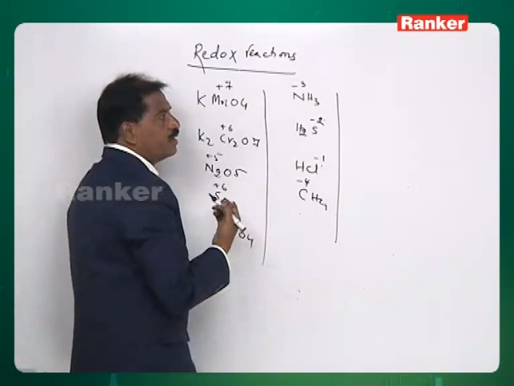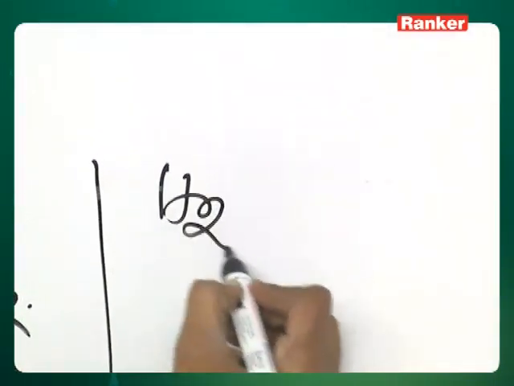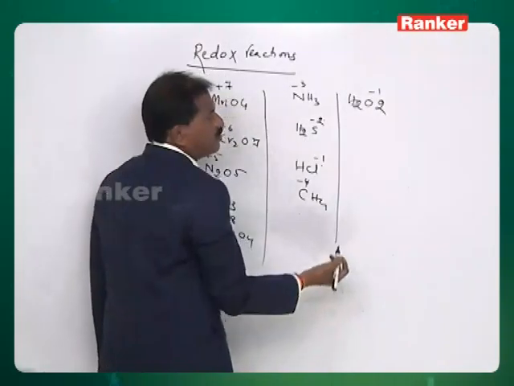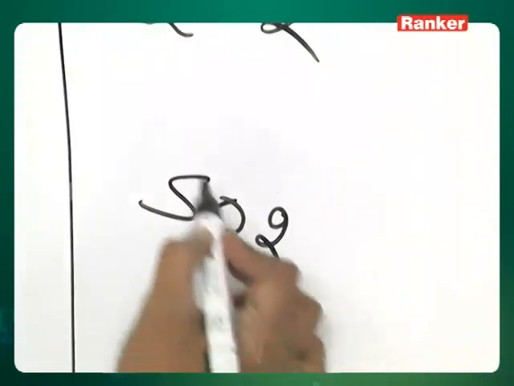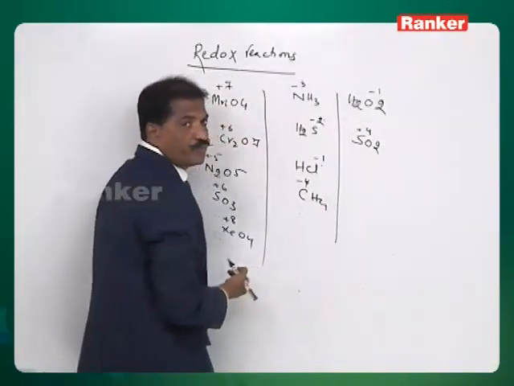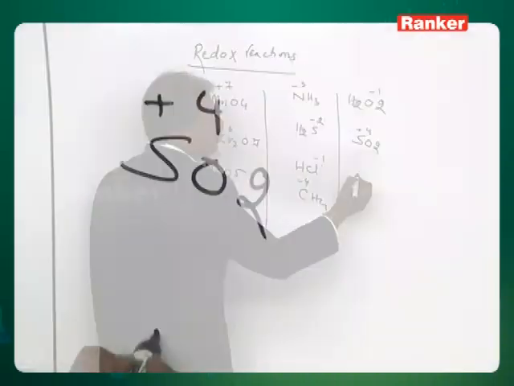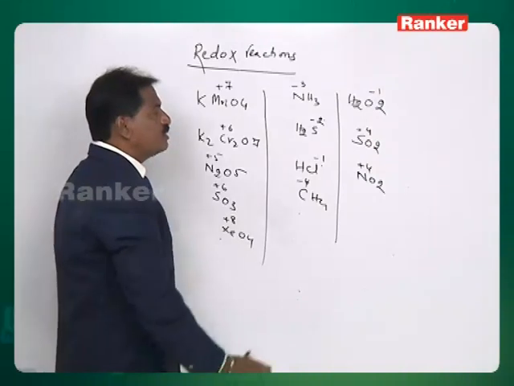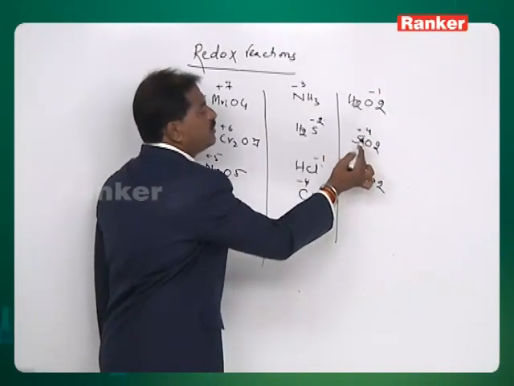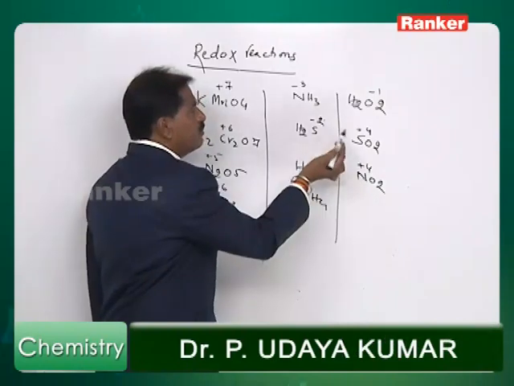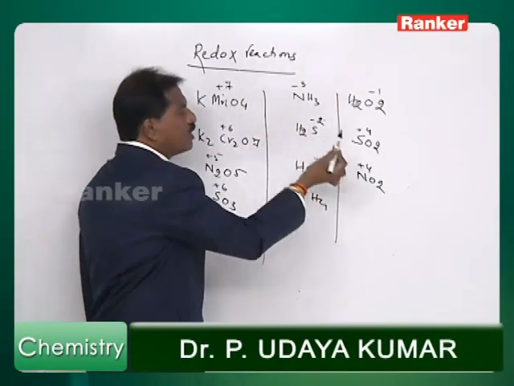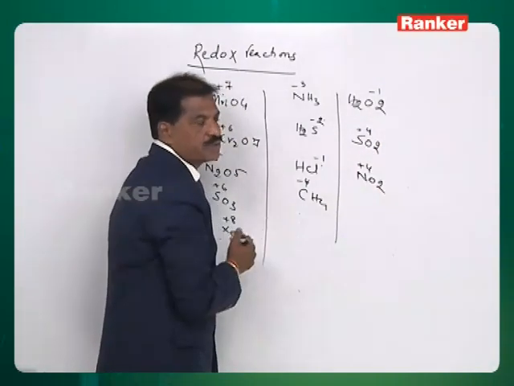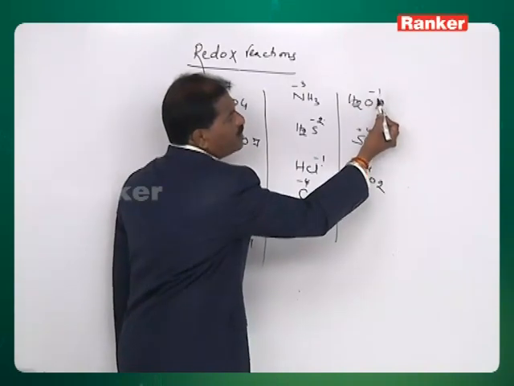Next, a third set of molecules. For example, observe hydrogen peroxide. Here, the oxidation state of oxygen is -1. Similarly, observe the oxidation state of sulfur in SO2. Here, the oxidation state is +4. Similarly, observe the oxidation state of nitrogen in NO2. Here, it is +4. That means in any molecule, if the oxidation state of the central atom is neither equal to the highest value nor equal to the least value, then that molecule will always act as both oxidizing as well as reducing agent. Here, the oxidation state of oxygen is -1.